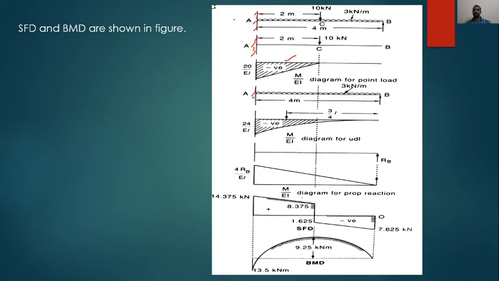Similarly, if you take the UDL on the entire span, then the bending moment diagram will be parabolic in nature with a value of 3 into 4, 12, multiplied by half of this 2, 12 into 2, 24. But this curve will be parabolic. Now we have two diagrams separately. With the help of these two, let us calculate the maximum deflection at the free end. Now, the moment of this area is nothing but area, half into 2 into this 20 by EI, multiplied by the distance from the free end, that is 2 plus 2/3 of this distance.